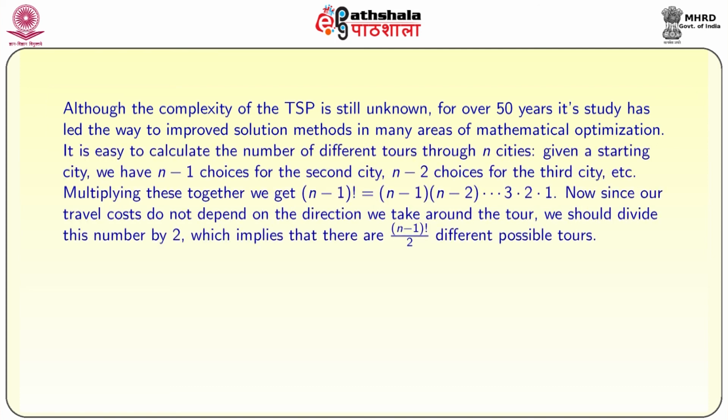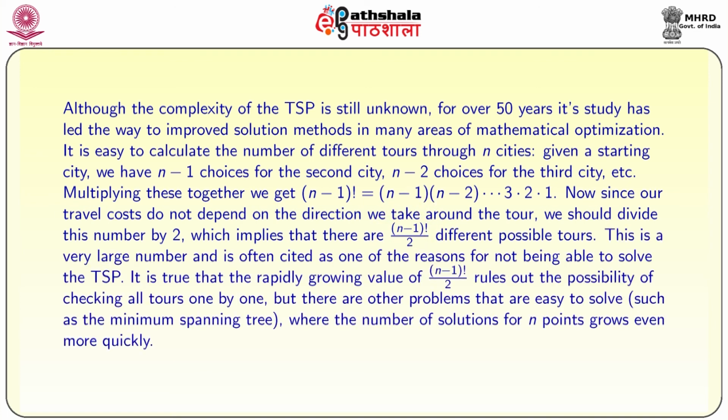It is easy to calculate the number of different tours through n cities. Given a starting city, we have n minus 1 choices for the second city, n minus 2 choices for the third city, and so on. Multiplying these together, we get (n minus 1) factorial, that is (n minus 1) times (n minus 2) and so on down to 1. Now, since our travel costs do not depend upon the direction we take around the tour, we divide this number by 2. So, this implies that there are (n minus 1)!/2 different possible tours.